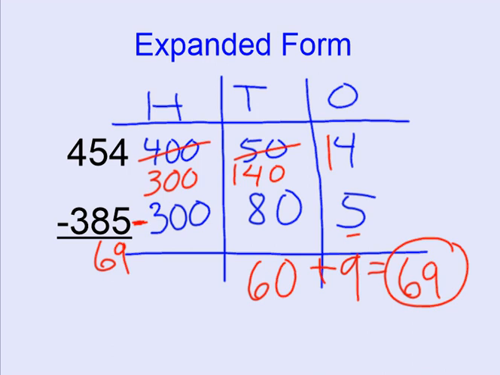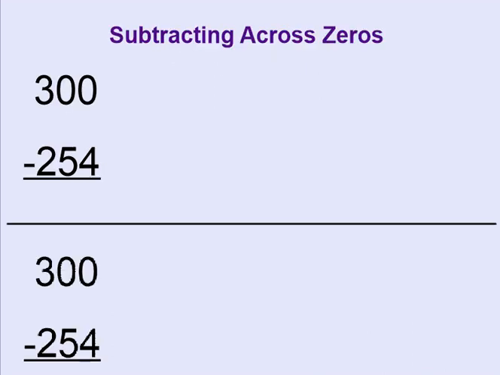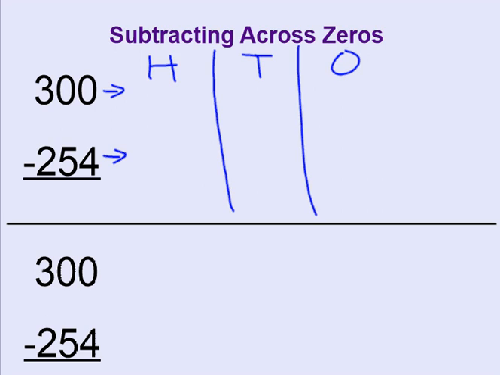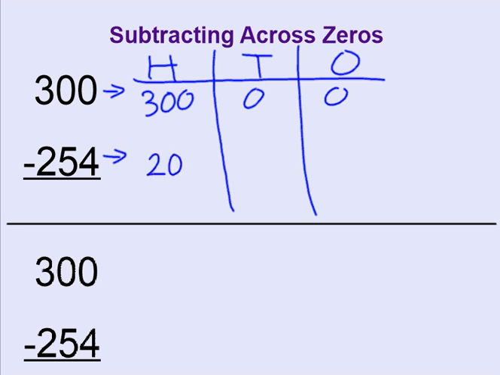The next problem that I'm going to show you is we talked about subtracting across zeros. And they learn to use their expanded form, hundreds, tens, and ones, to organize their subtraction. And then they have their numbers. So what they'll do is they'll write 300. They have 0 tens and 0 ones. Then they'll write 200 and 50 and 4 ones. And then they're going to subtract.